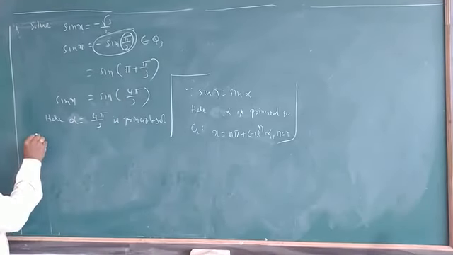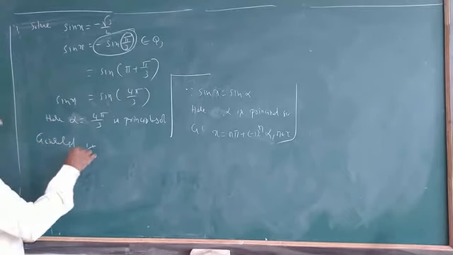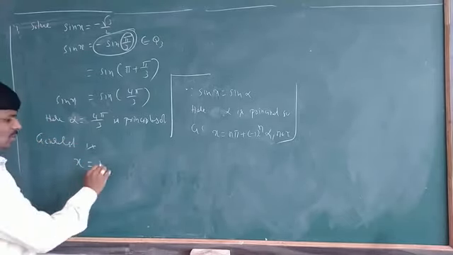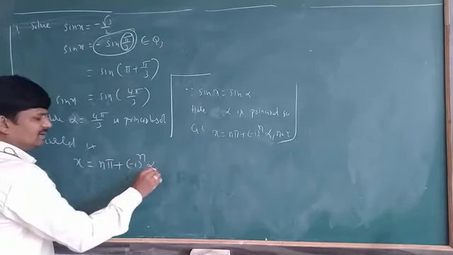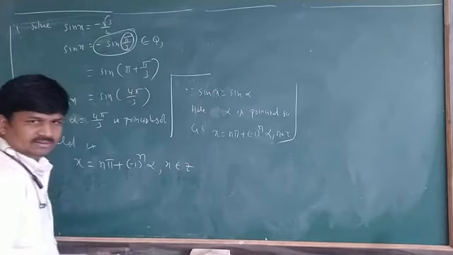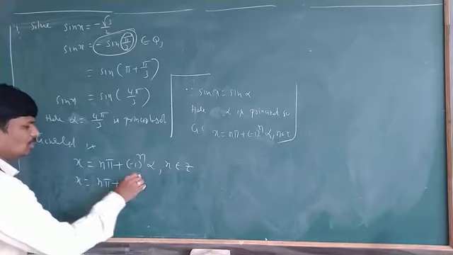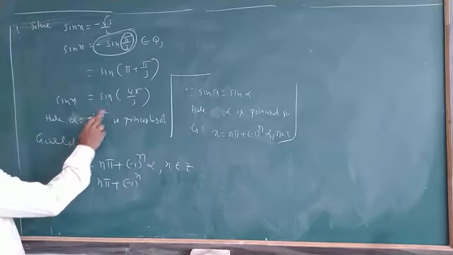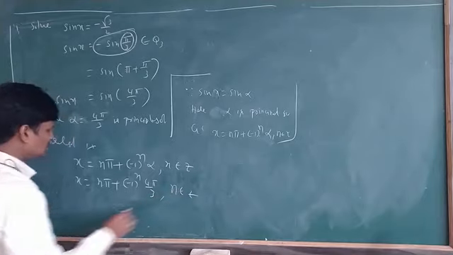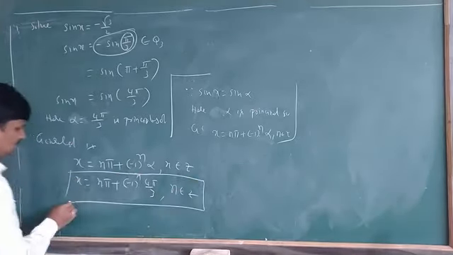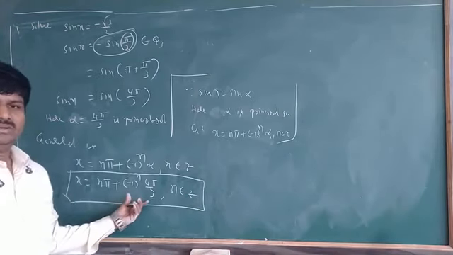Now hence the general solution is x is equal to, what is the formula? N pi plus minus 1 whole power n into alpha. Here n belongs to Z. So x is equal to n pi plus minus 1 whole power n into alpha. What is the alpha value? 4 pi by 3. N belongs to Z. So this one is the general solution.